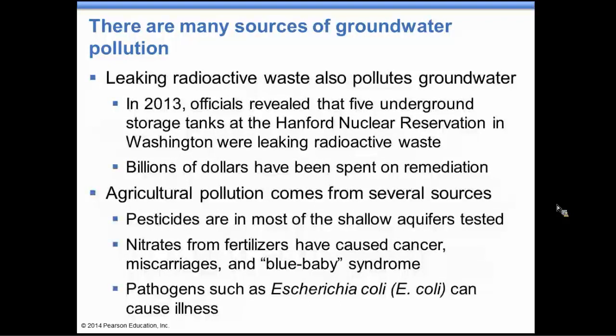In addition to the carcinogenic pollutants, the leaking of radioactive compounds from underground tanks is also a source of groundwater pollution, and billions of dollars have thus far been spent on remediation. Agriculture contributes to groundwater pollution too. The pesticides, the nitrates, and the pathogens don't just find their way into our mobile waterways, they find their way into our groundwater also.